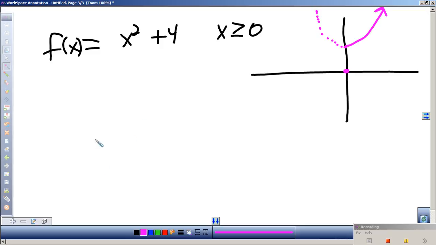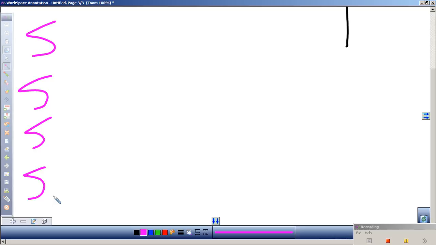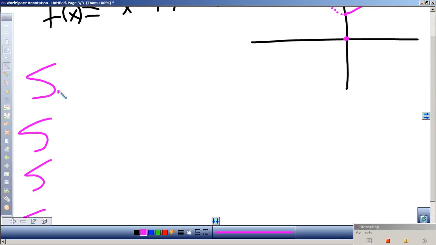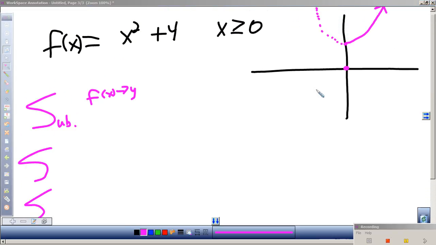So, the 4 steps. S, S, S, S. So, first step. Substitute. And what I mean by that is change f of x into y. This is a convenience thing. It makes it easier to do all the other parts with. So this step is not necessarily necessary. So all I did is change this and say y equals x squared plus 4.